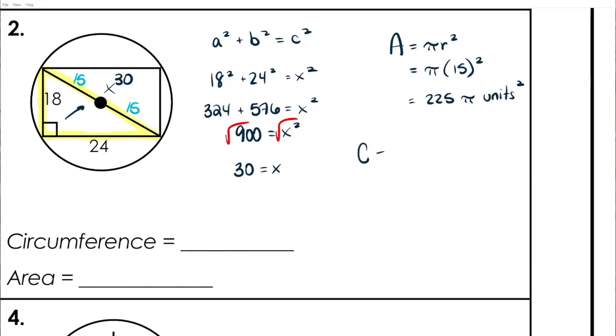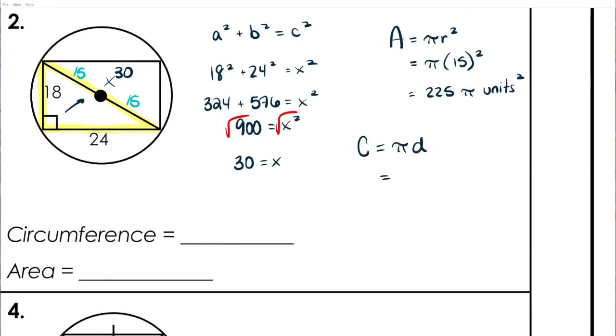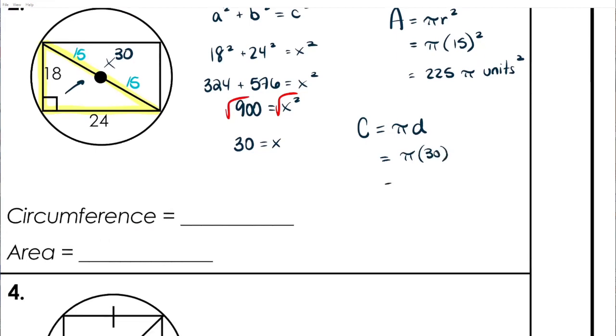And circumference, because I have the diameter, I'm just going to rock with pi d. So pi times 30. So my circumference is 30 pi units. So remember, area is square because it's the number of squares inside of our figure. Circumference is linear, just like perimeter, because it's the distance around our circle.